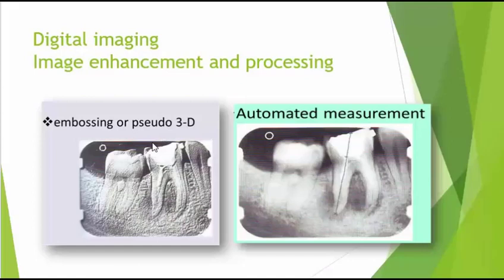We can also enhance the image and make it look like a 3D image, as you can see in this picture. The most important advantage of using digital imaging is the automated measures. We can do very accurate measurements using special computer software. This was very helpful in treatment planning and in diagnosis in implant surgeries, as you will see in the next slide.